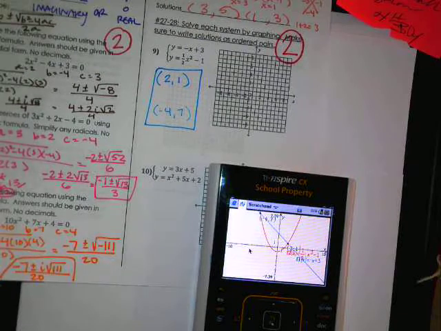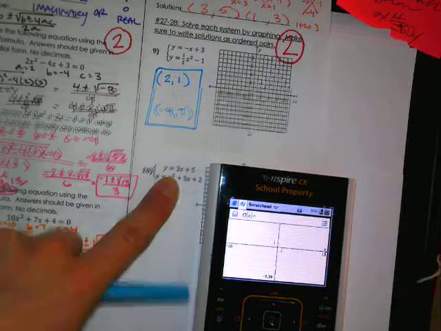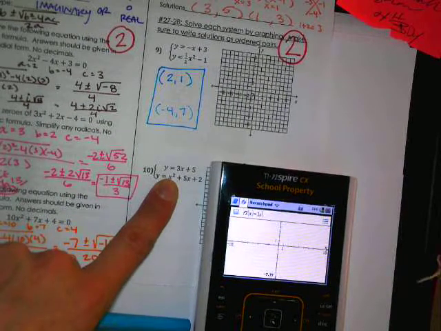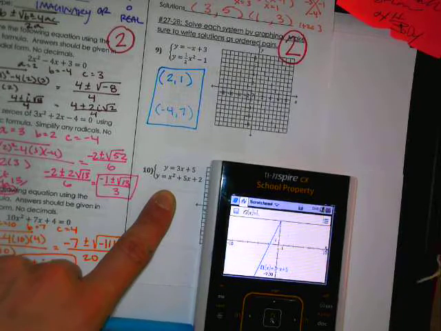All right, for the next one, I'm going to clear it, so doc B. I'm going to do the same thing. Type them in. 3x plus 5. Hit enter. Tab. X squared plus 5x plus 2. Hit enter.